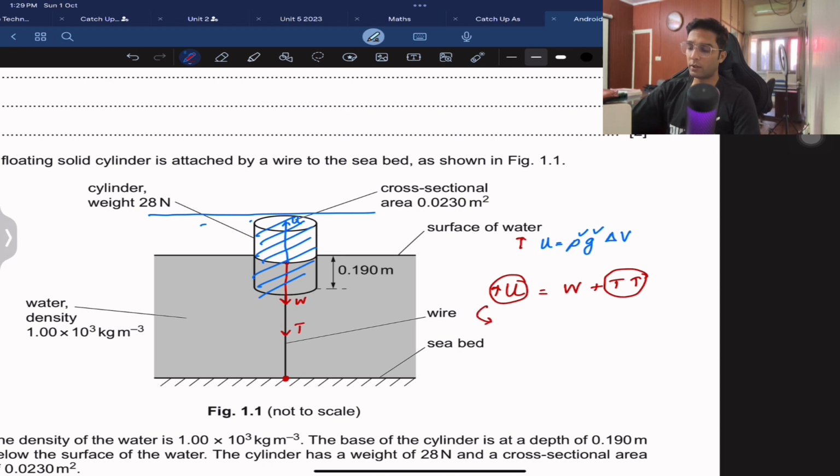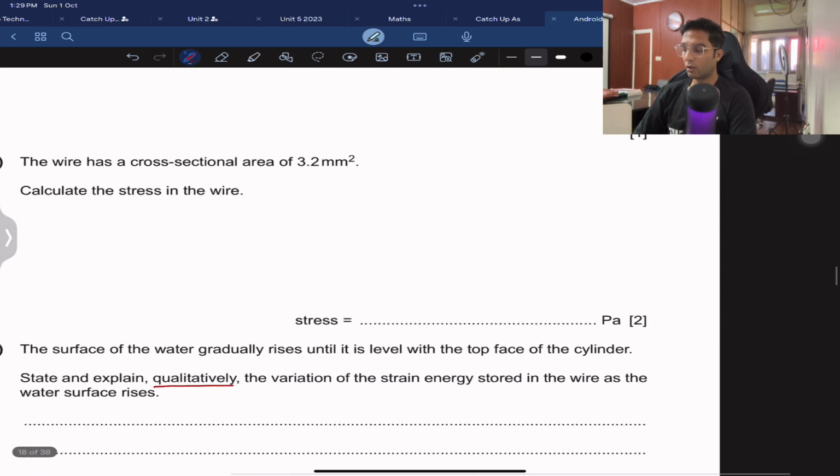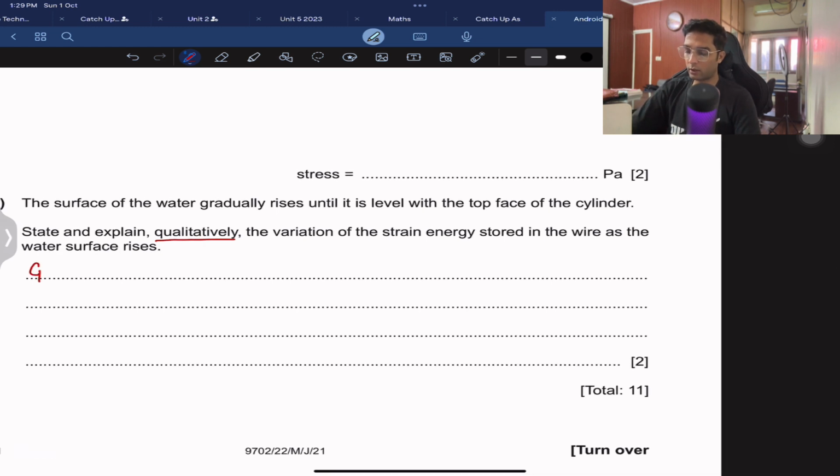So this is the first point I got from my thinking, right? Then I would say obviously strain energy is given by half into force into extension. Obviously, when the force increases, then the energy that is stored within this material would also increase. So I'm going to write that, right? So let's keep these two things in mind, and let's write the answer logically. So I'm going to write a good answer here again, and I need to address this qualitatively.